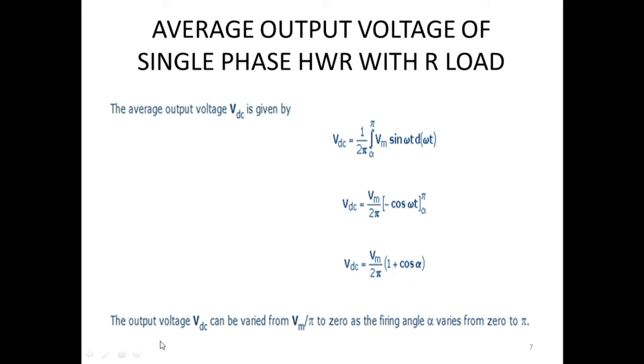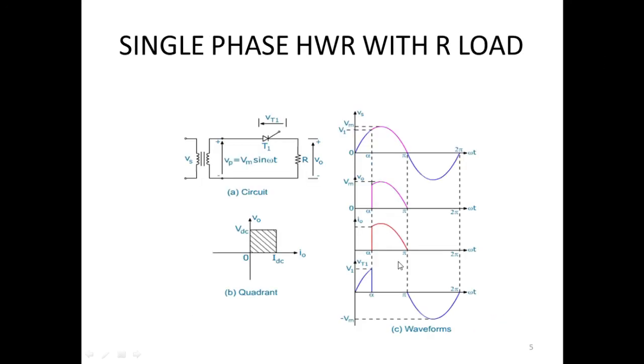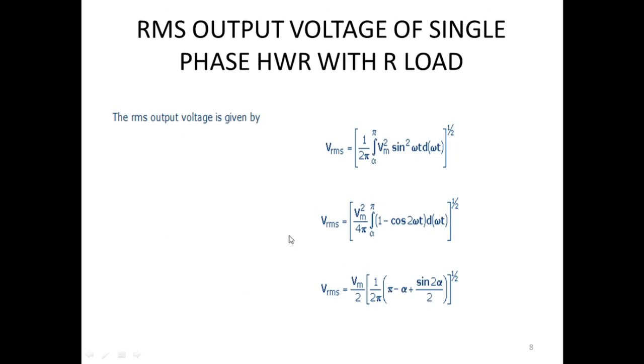From this we can say that the output voltage VDC varies from Vm by pi to 0 as the firing angle varies from 0 to pi. Previously we found the average voltage. Now we are going to find the RMS voltage of the output with the R load for the half controlled rectifier.